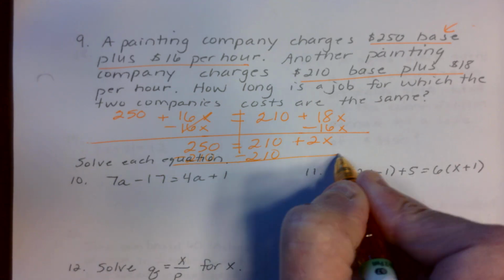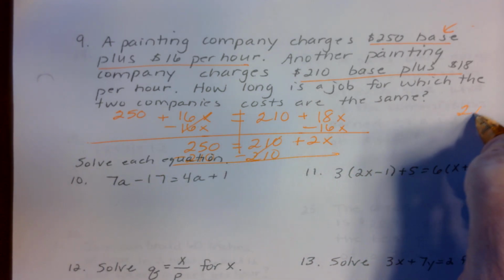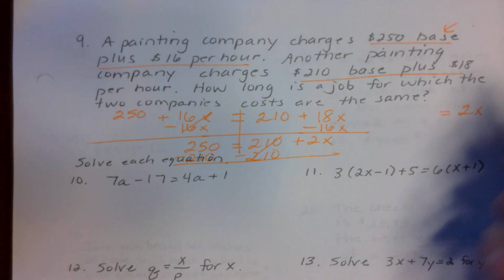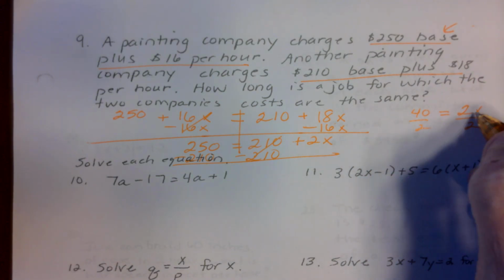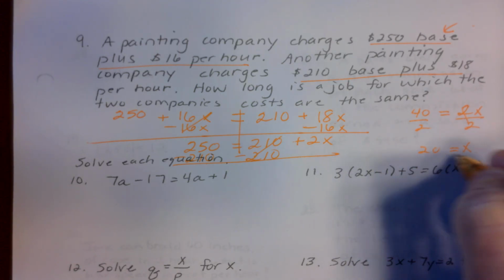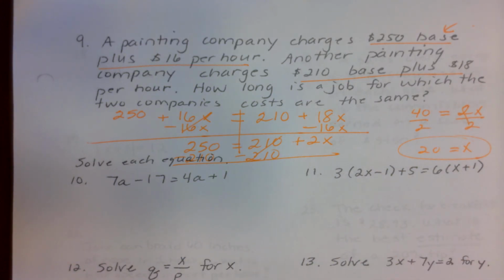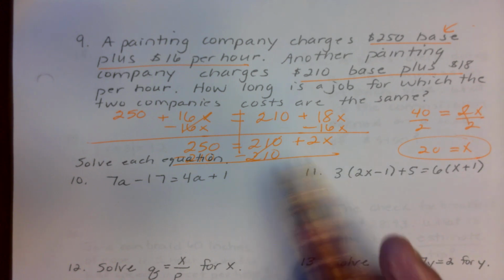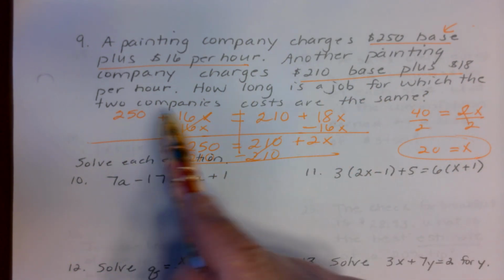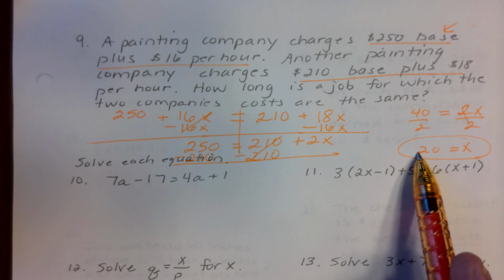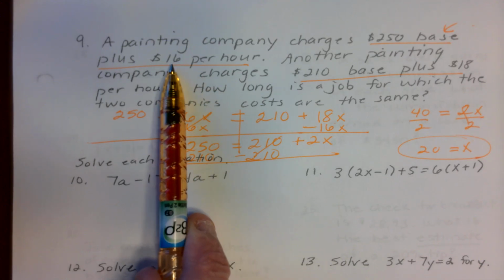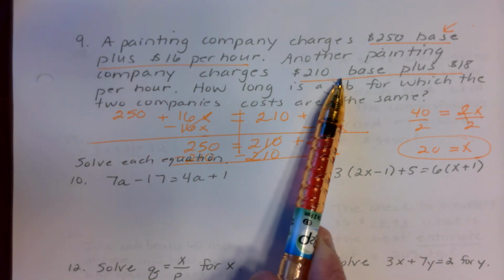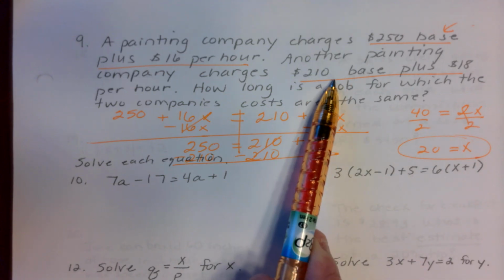I'm running out of room, which is not good. I'm going to write it up here. So 2x equals 250 minus 210 is 40. And divide by 2. And x is 20. 20 what? How long is a job for which two companies cost the same? 20 hours. After that, this company is going to be cheaper, the one with the cheaper rate. Before that, this one's probably going to be cheaper. Not probably, it will be.